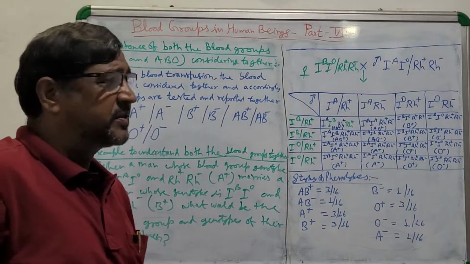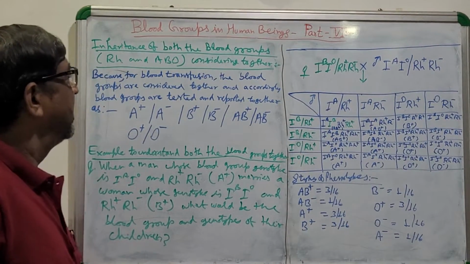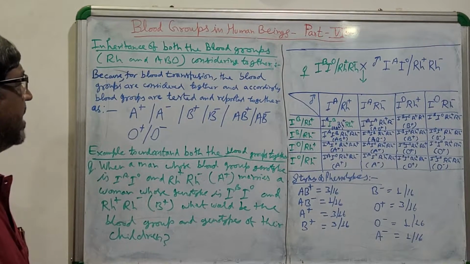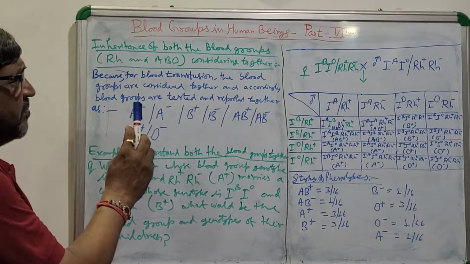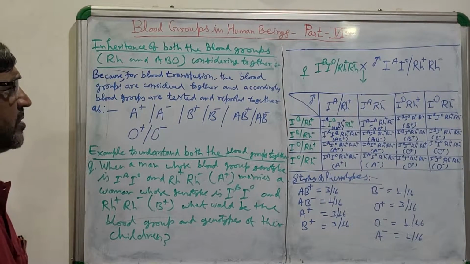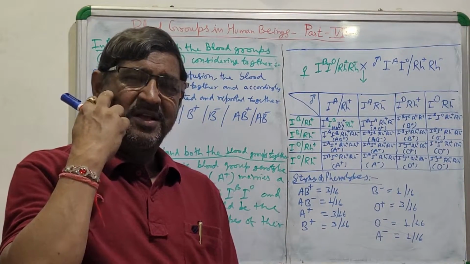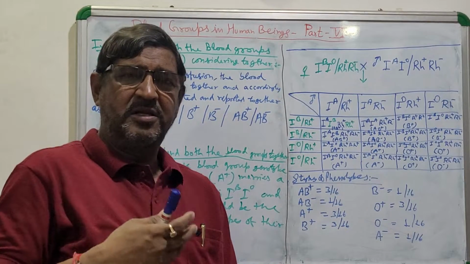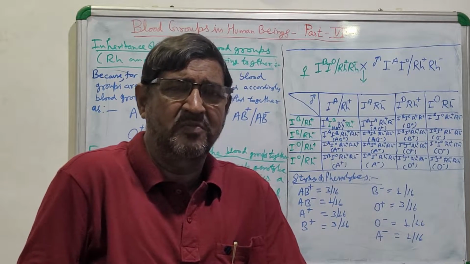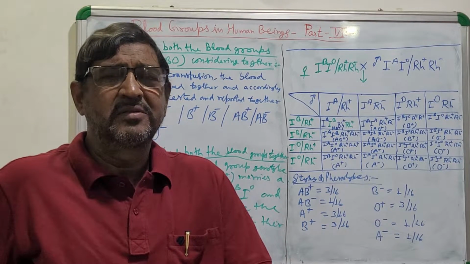Now I am going to discuss blood groups in human beings, part 6. In that, I'll be dealing with the inheritance of both the blood groups, the RH and ABO, considering them together, because the transmission of these characters from parents to offspring moves together, giving birth to the children.